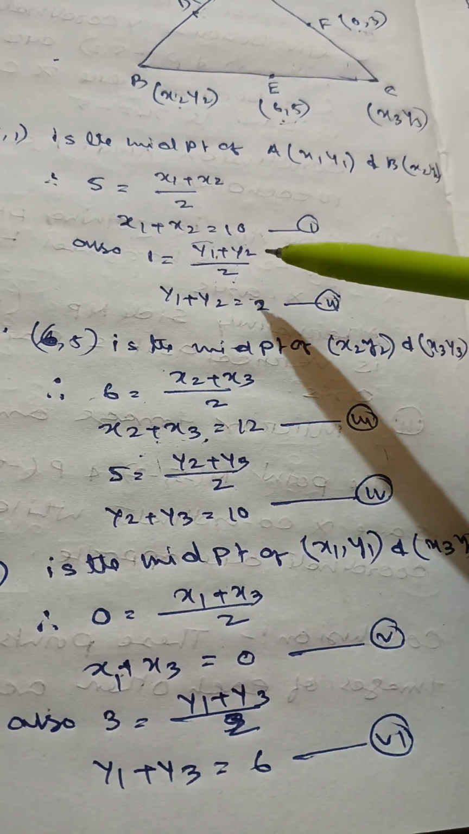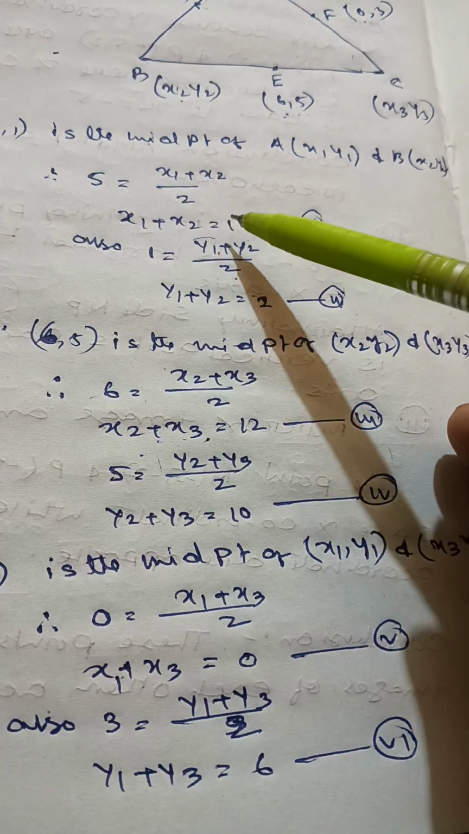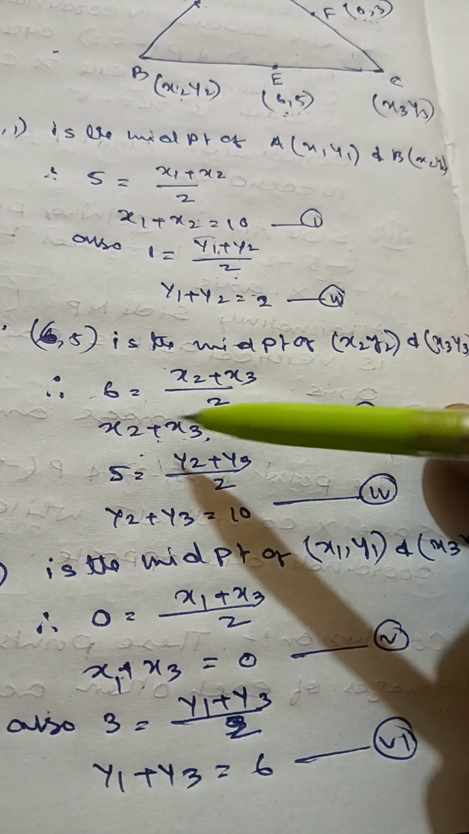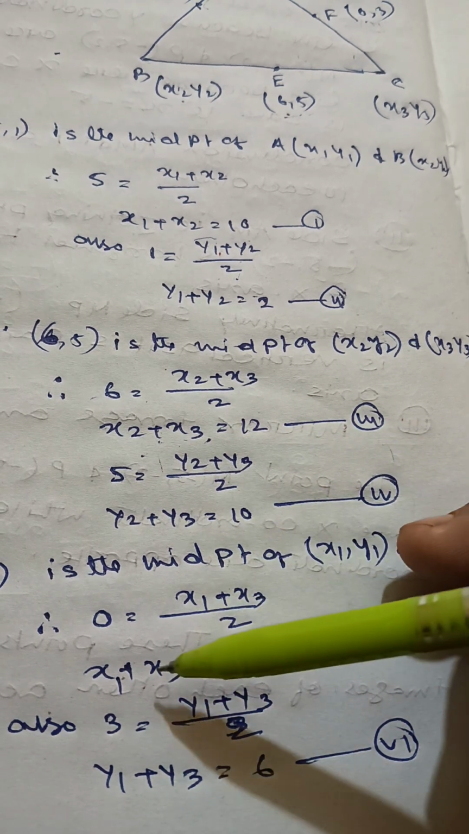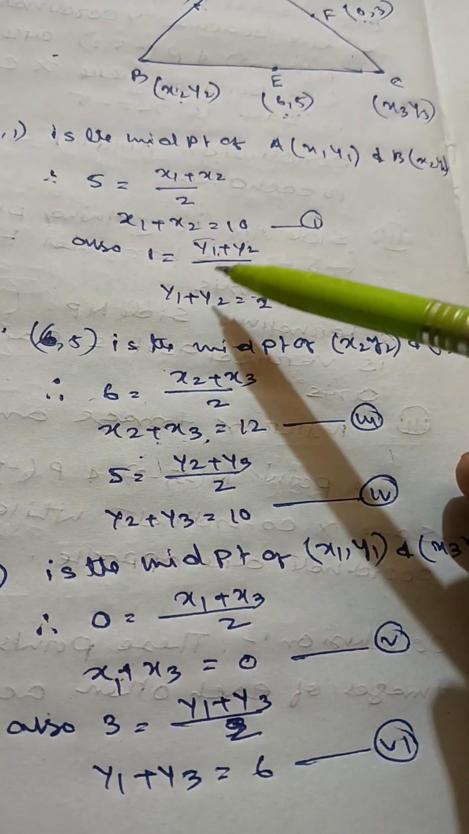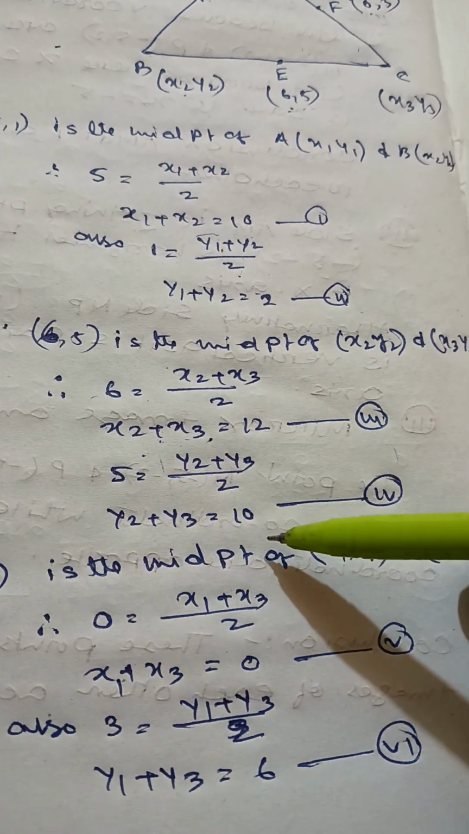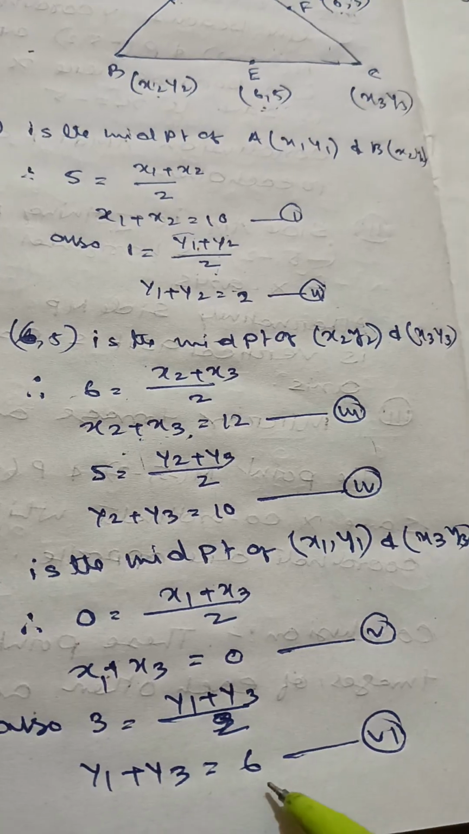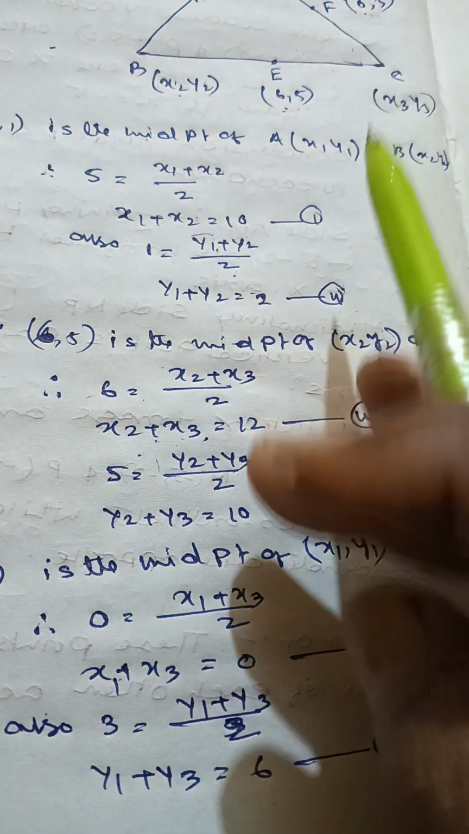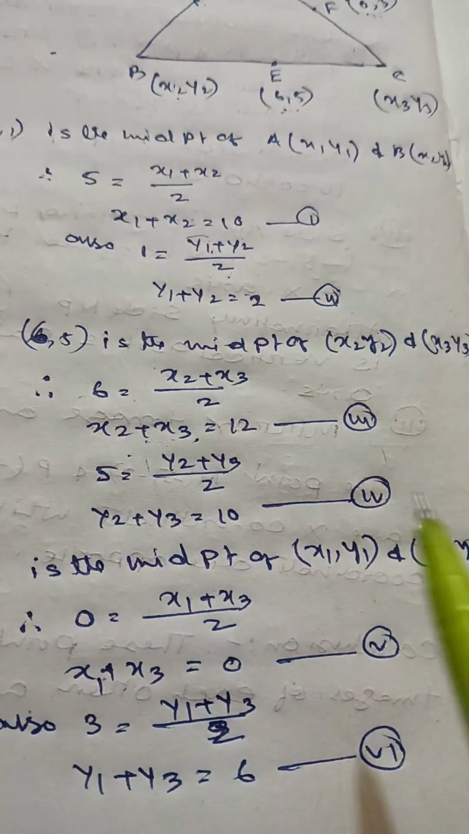So you remember these equations, 1, 2, 3, 4, 5, 6. Equation 1 is x1 plus x2 equal to 10. Equation 3 is x2 plus x3 equal to 12. Equation 5 is x1 plus x3 equal to 0. Here y1 plus y2 is given as 2, y2 plus y3 is given as 10, and y1 plus y3 is given as 6. You remember this because on the next page I will not show this part.